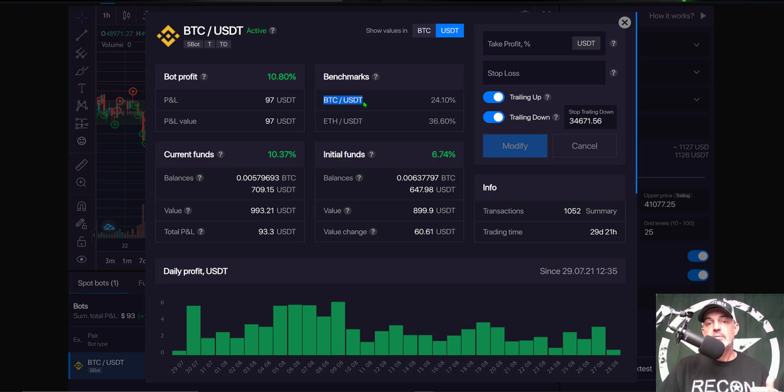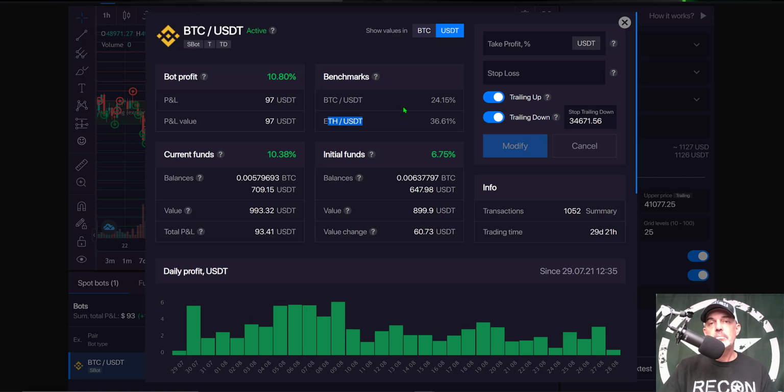Had I taken my USDT and bought Bitcoin, I'd be up 24% because Bitcoin has gone up 24% since I deployed the bot. Same with this ETH USDT. Had I taken my USDT and just bought ETH, I'd be up 36%. So during that 30-day period, a buy and hold strategy would have actually outperformed the bot. But that's a very small window, and that's not how I actually use this particular grid bot.